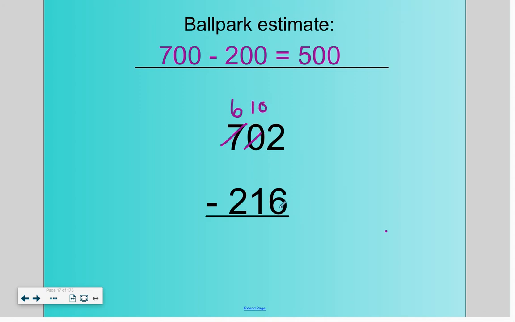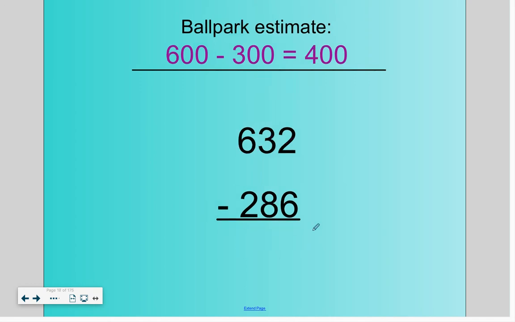But again, we can't take 6 away from 2. So we have to borrow from the tens place now. Make it a 9. And this 2 becomes a 12. Now we can do our subtraction. 12 minus 6 is 6. 9 minus 1 is 8. 6 minus 2 is 4.